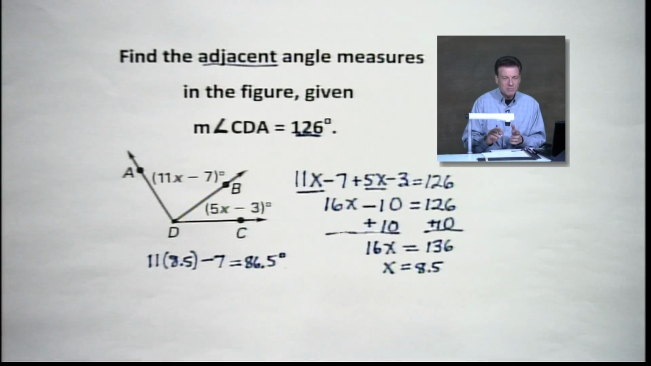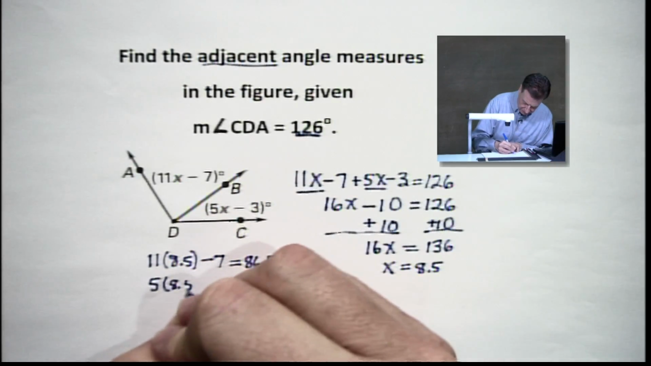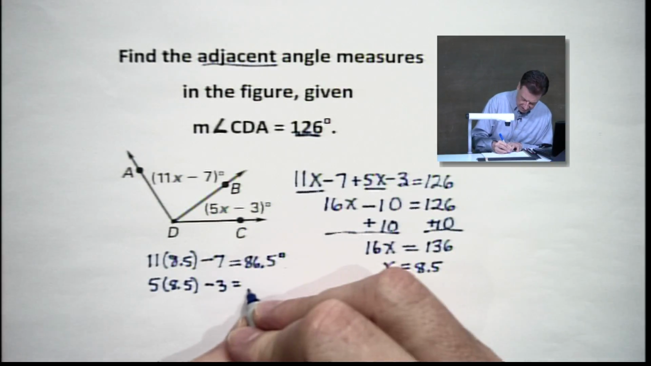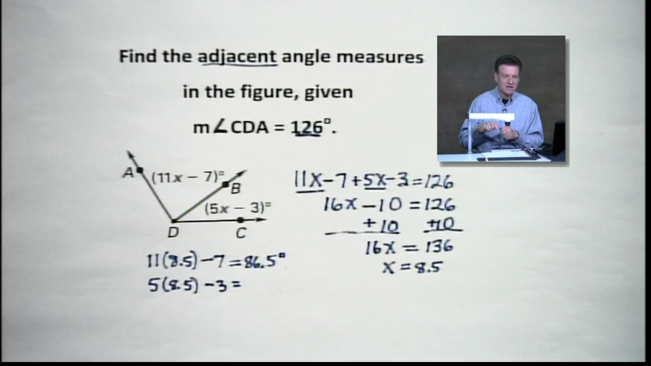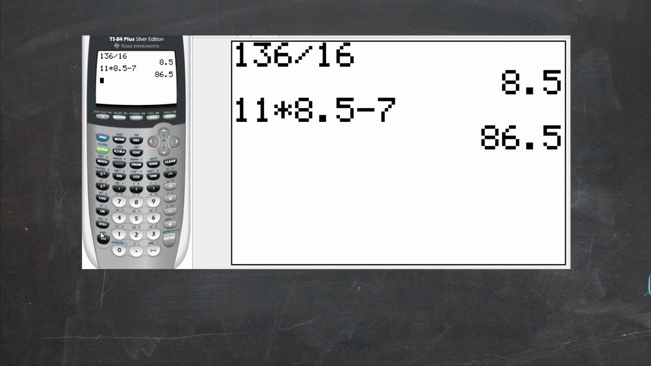Now, let's see what happens when we take our other one, which is 5 times that 8.5. And then we're going to subtract 3. And we're going to see, hopefully, that those two answers will add up to 126. That's how we check also. But also in this case, that's the question. And by the way, folks, show what you're doing. Always show that work.